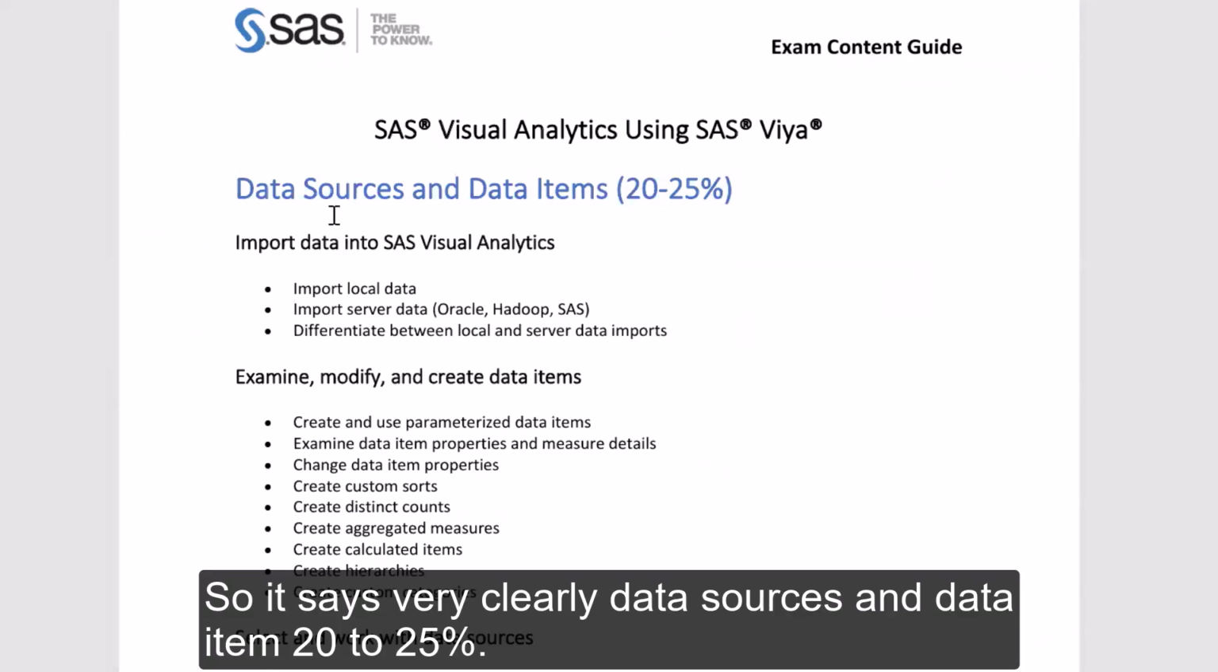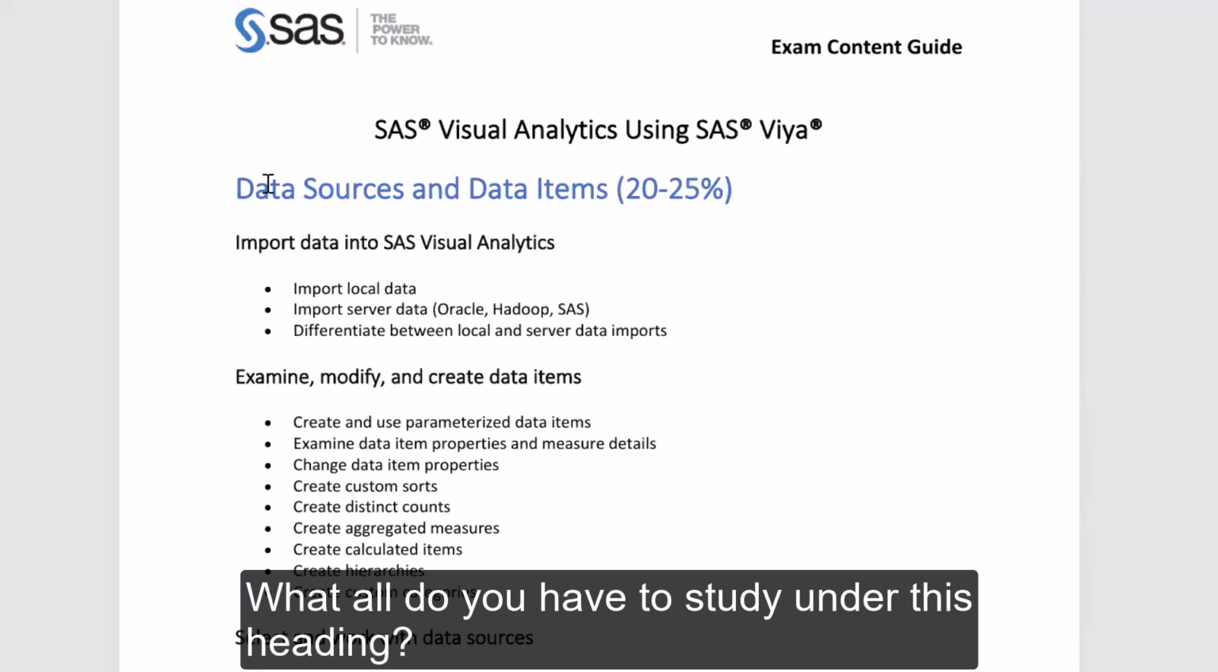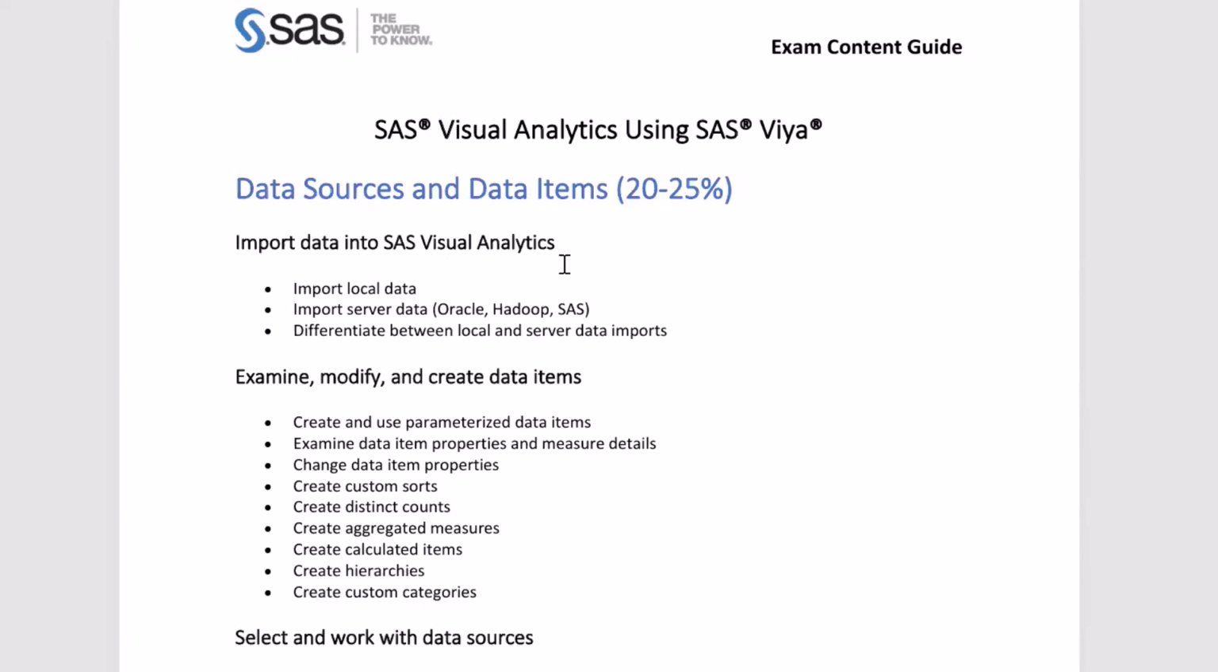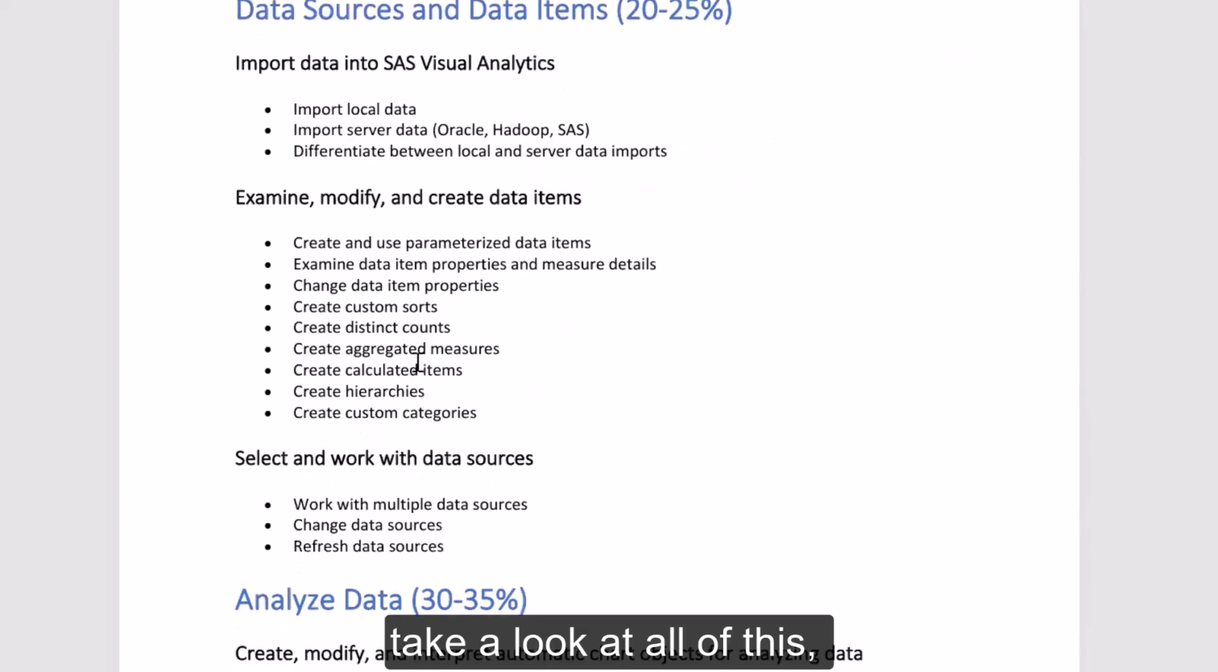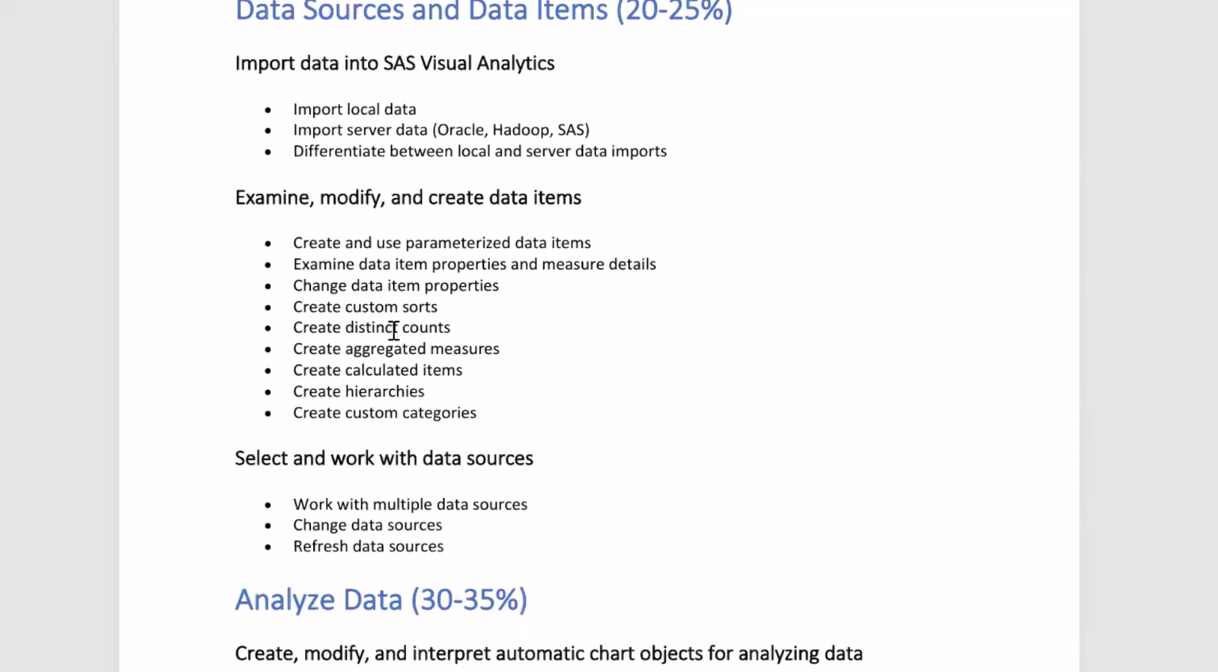So it says very clearly data sources and data items, 20 to 25%. What all do you have to study under this heading? Import data, import local data, import server data, differentiate between local and server data imports, examine, modify and create data items. Take a look at all of this: create custom sorts, distinct counts, aggregate measures, calculated items, hierarchies, custom categories, parameterized data items, item properties, and measure details.